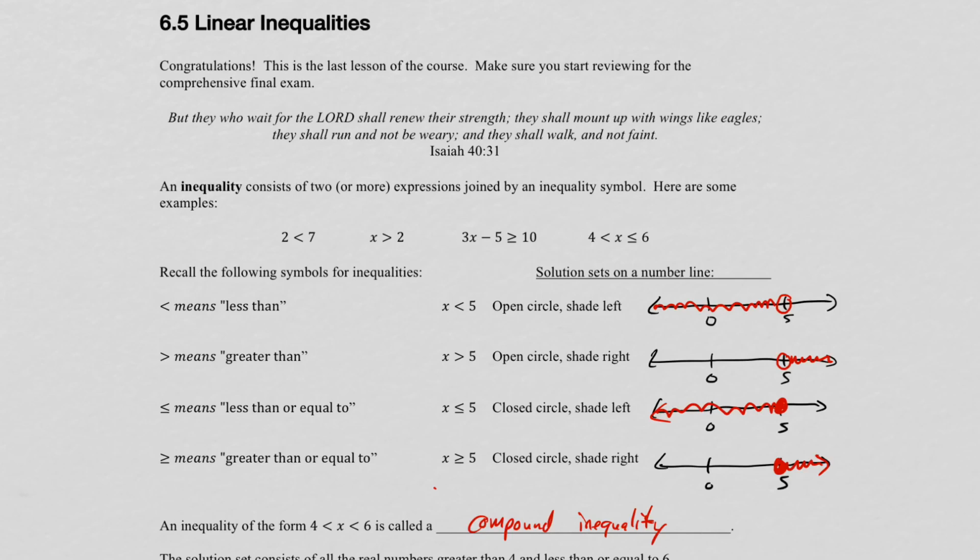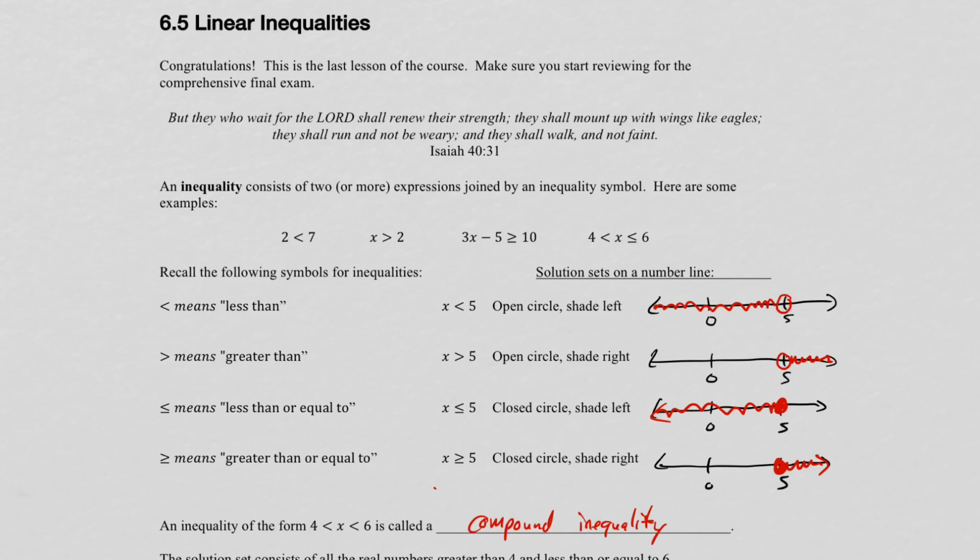And great Bible verse from Isaiah chapter 40, verse 31. But they who wait for the Lord shall renew their strength. They shall mount up with wings like eagles. They shall run and not be weary. They shall walk and not faint. So if you feel like fainting, if you feel like giving up, we're almost at the end. Keep pushing through. Wait on the Lord. Trust in Him. And do your part. And He will meet you halfway. So you can do this, guys.